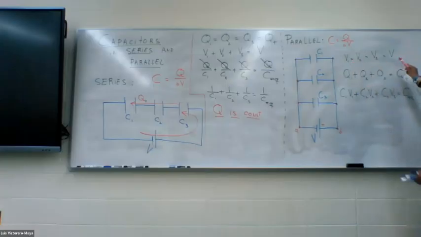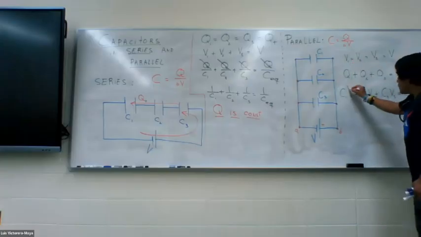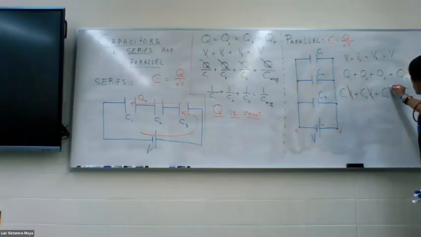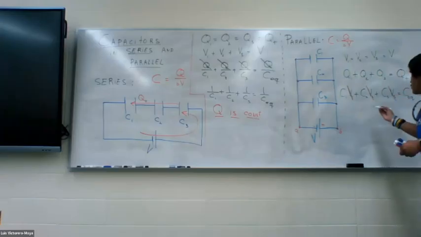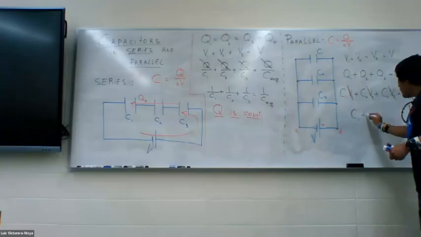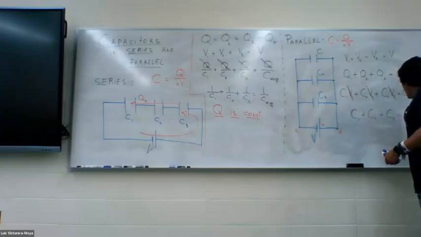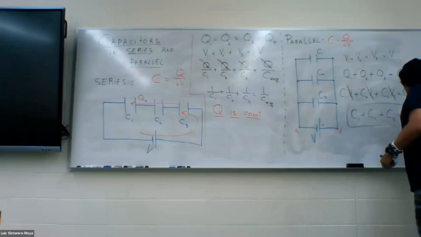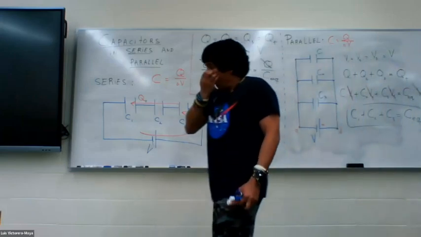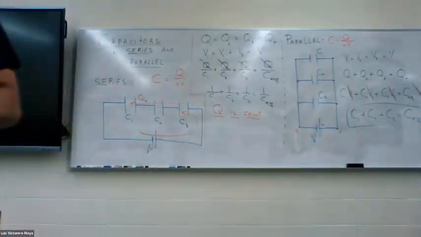Now, because of this, V1, V2, V3, and V are the same, and you get the equation for parallel capacitors. So C1 plus C2 plus C3 is equal to C equivalent. And these are the equations for series and parallel capacitors.